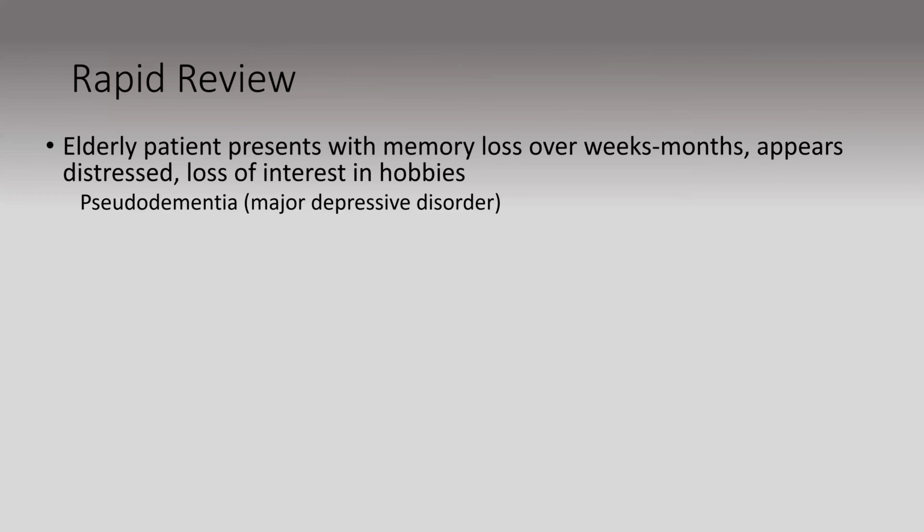So what are the hints here? Weeks to months, the rapid onset tells you it's probably depression. They appear distressed or they are worried about it. That tells you more that it's depression related rather than dementia, where they'll try to write off their symptoms. And then loss of interest is another hint, because anhedonia or loss of interest is a very common and required symptom for the DSM diagnosis of major depressive disorder.